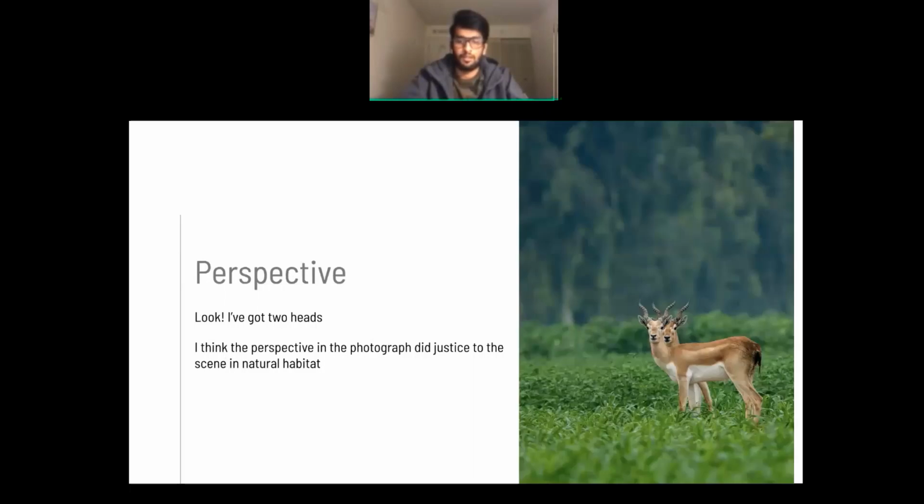Okay. So let's talk something about perspective. I think perspective is also one of the major things in photography in general as well as in wildlife. For this photograph, I sat for around 2 hours to capture this frame in the wild. So this was also captured during lockdown. I went into some fields. I was not able to go into some national parks because all of them were closed during the lockdown.